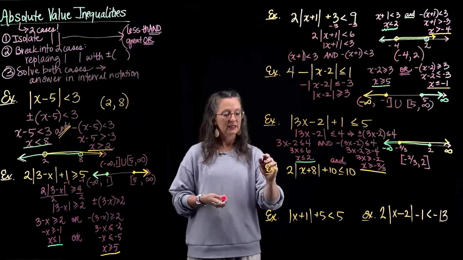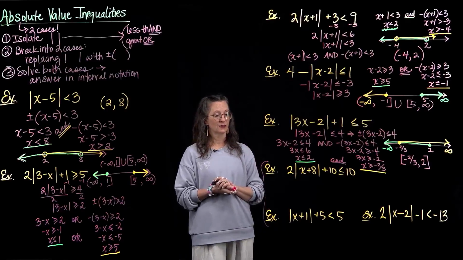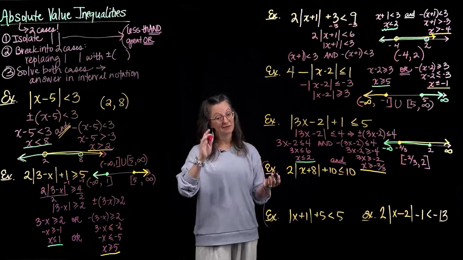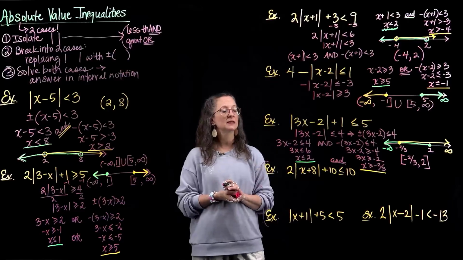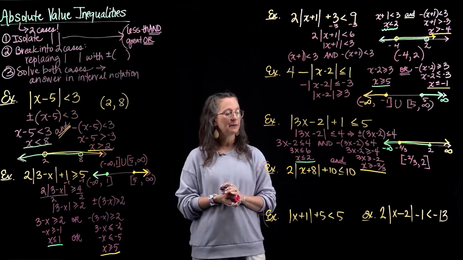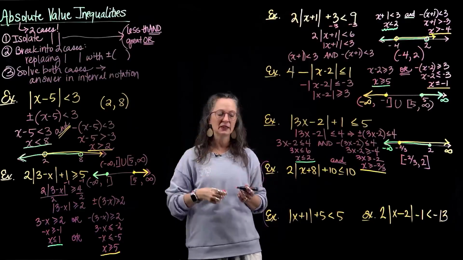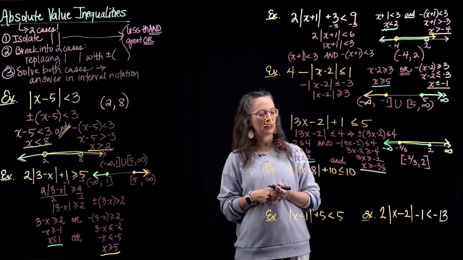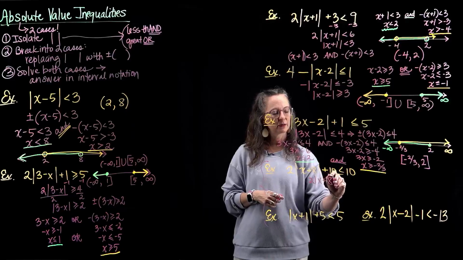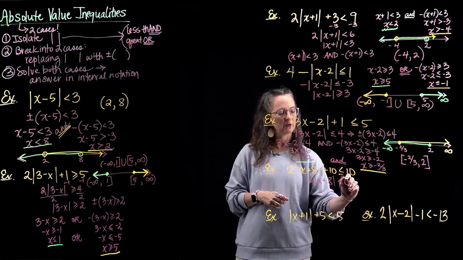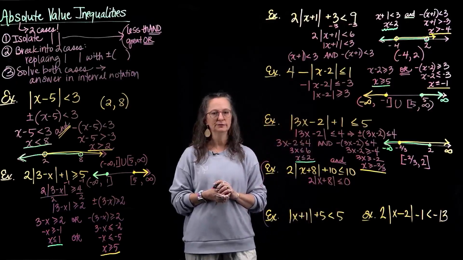All right, let's look at some weird cases. They don't look weird, not yet. Hang tight. My first one is 2 times the absolute value of x plus 8, plus 10 is less than or equal to 10. Isolate that absolute value. I'm going to subtract 10 from both sides, and I'll get 2 times the absolute value of x plus 8 is less than or equal to 0. We got a 0. That's weird.